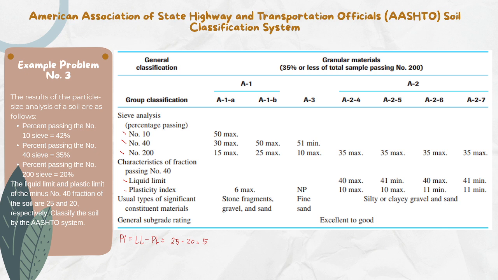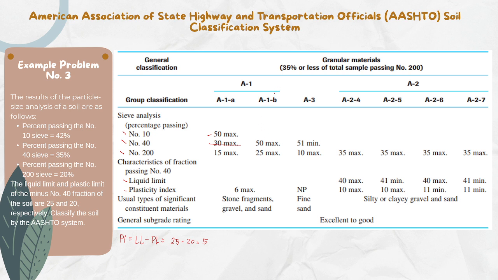So, since less than 35% of the total soil sample passed the number 200 sieve, we will be using this table. 20% is less than 35, so it is this table. So let us check. For the number 10 sieve, 50 max, 42. So this is okay. And then for the number 40 sieve, we have 35%. So we are above the maximum.